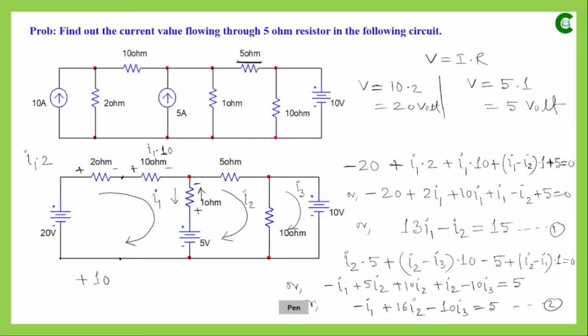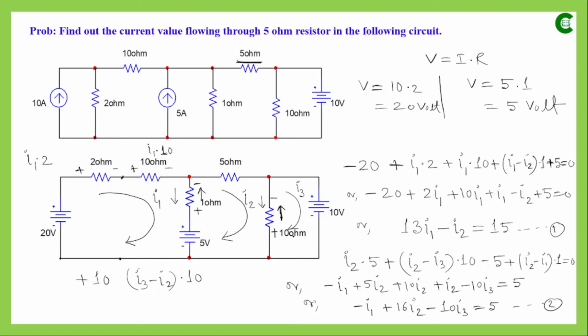So I3 minus I2: I3 is flowing upward and I2 is flowing downward, and with respect to the direction of I3, the voltage drop that we will get across this 10 ohm resistor will be at higher potential here and lower potential here. So the voltage drop across this 10 ohm will be I3 minus I2, the current value, multiplied by the resistance value, which is 10.